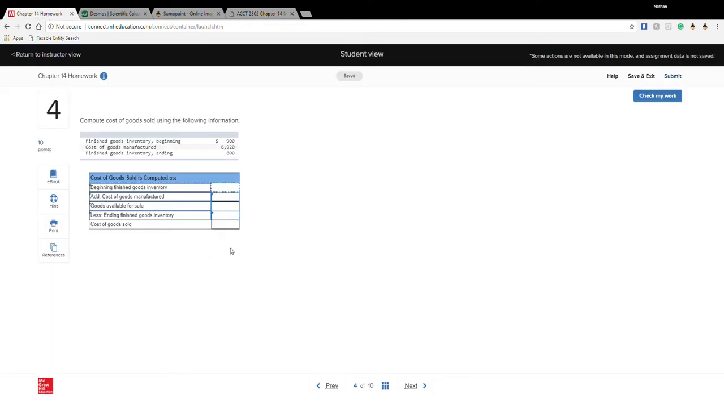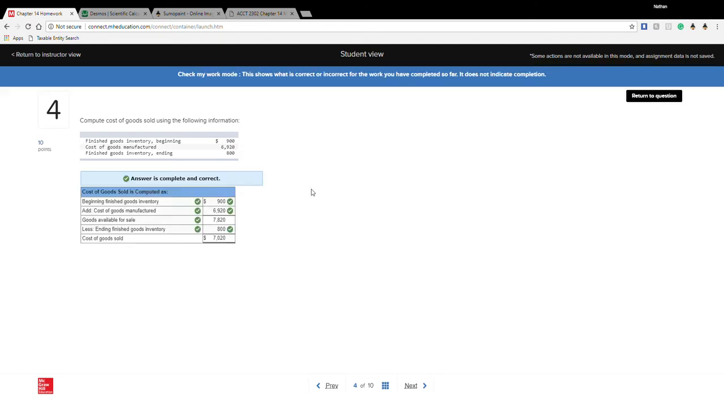Okay. So beginning finished good inventory was 900. Cost of goods manufactured 692. And then ending finished goods was 800. And if you need help with Connect, I will tell you this: if you put a number in, you're going to see if it's totaling up for you. You're going to see if it's going to rise or fall. If it falls, you know it's a less. If it rises, you know it's an add. You just got to pick the right account. Again, always check my work. Boom. And we move on.